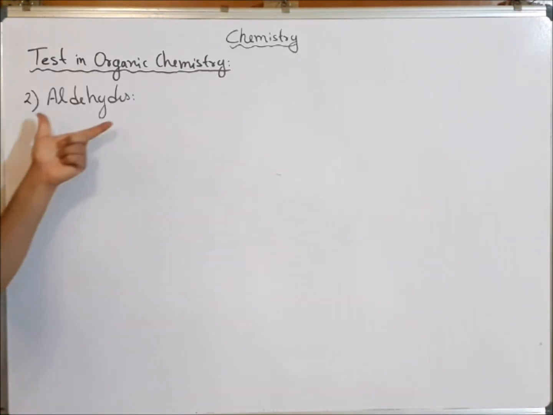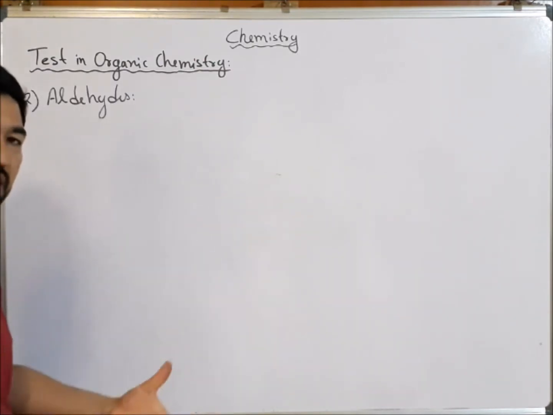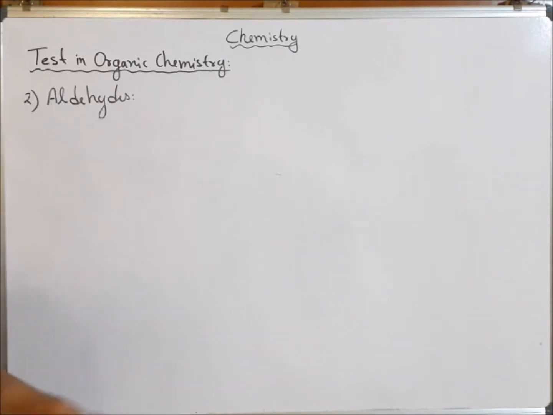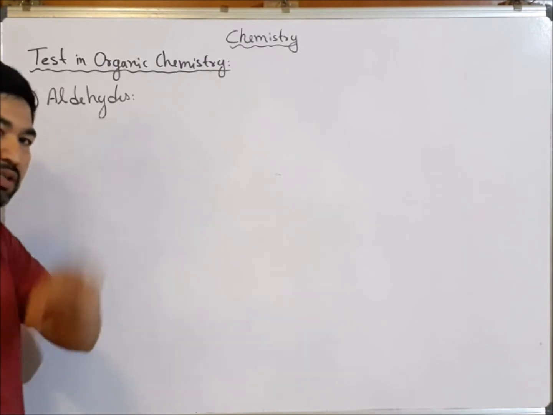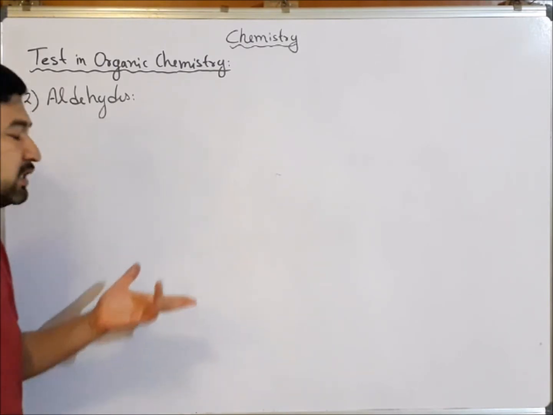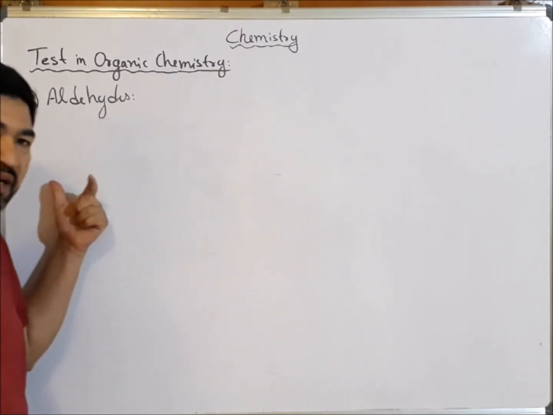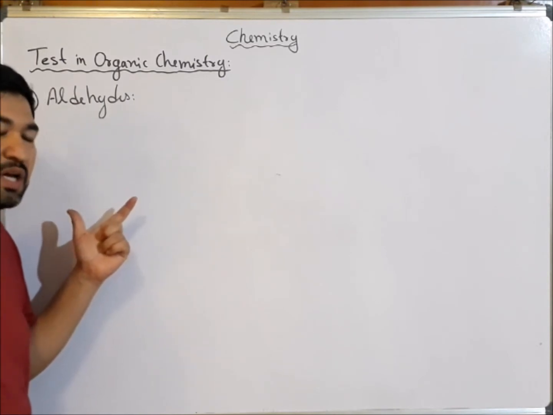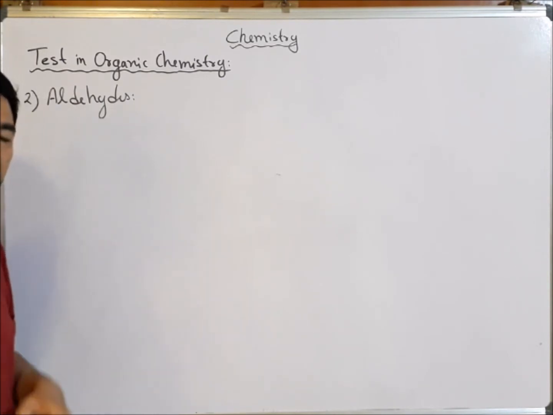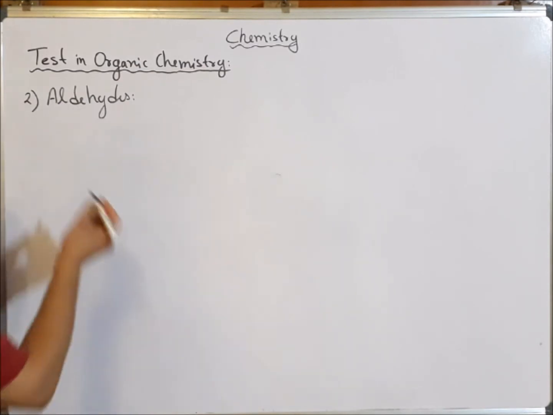Number 2 is aldehydes. How to distinguish aldehydes from non-aldehyde compounds? For that we have two tests. One is Tollens test and another is Fehling test. But remember that Tollens test is given by every type of aldehyde, but in Fehling test, aryl aldehydes do not give the test.